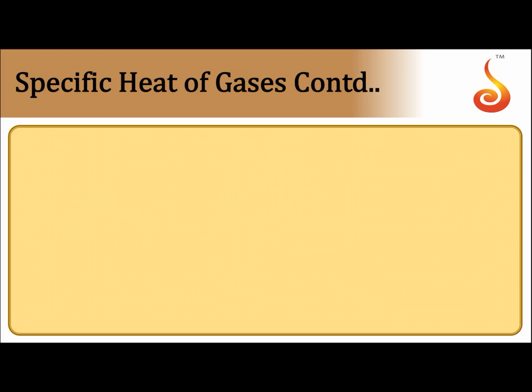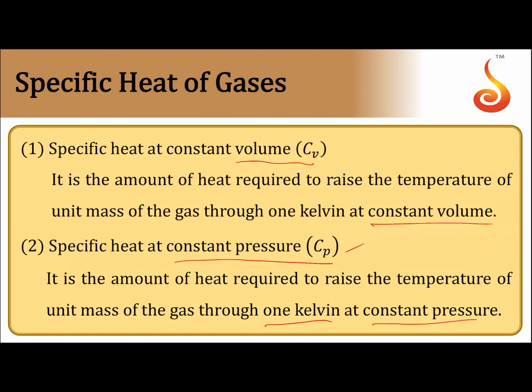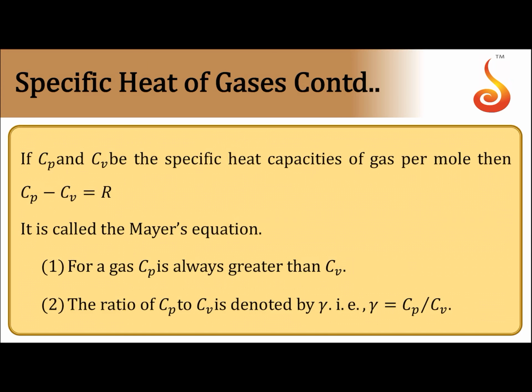If you define it for 1 mole instead of unit mass, then it is called molar specific heat at constant volume and molar specific heat at constant pressure. If Cp and Cv are molar specific heats at constant pressure and constant volume, then Cp minus Cv is equal to R. This is called Mayer's equation.